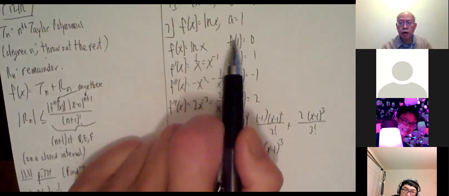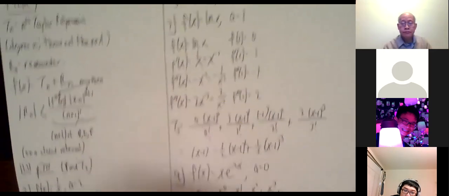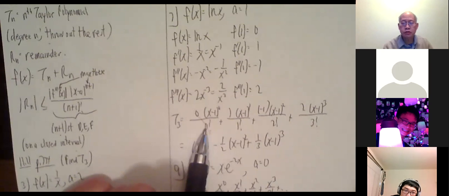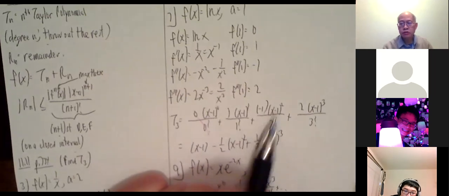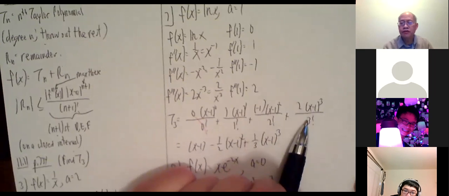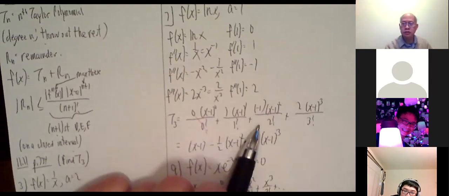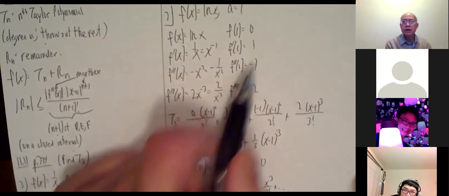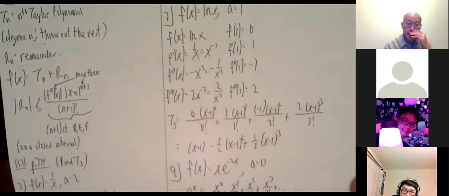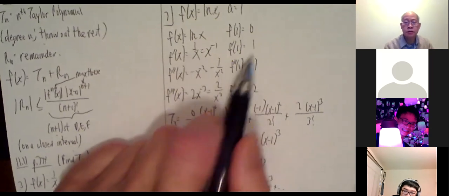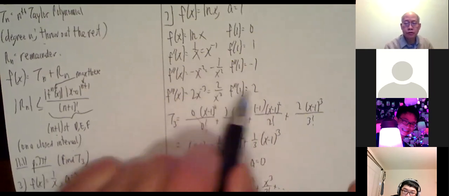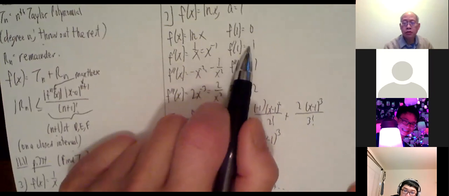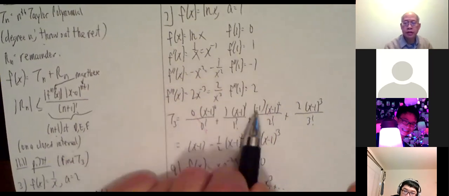Centered at 1, plug in 1, plug in 1, plug in 1, plug in 1. Okay. X minus 1 to the 0 over 0 factorial. Yes, that's 1. Yes, that's 1. But once I have that pattern, I got all the rest. X minus 1 to the 1 over 1 factorial. X minus 1 squared over 2 factorial. X minus 1 cubed over 3 factorial. Okay, that's 1, that's 1, that's 2, that's 6. Okay, plug in 1, natural log of 1 is 0. Plug in 1, 1 over 1 is 1. Plug in 1, negative 1 over 1 is negative 1. And 2 over 1 is 2. So 0, 1, negative 1, 2.